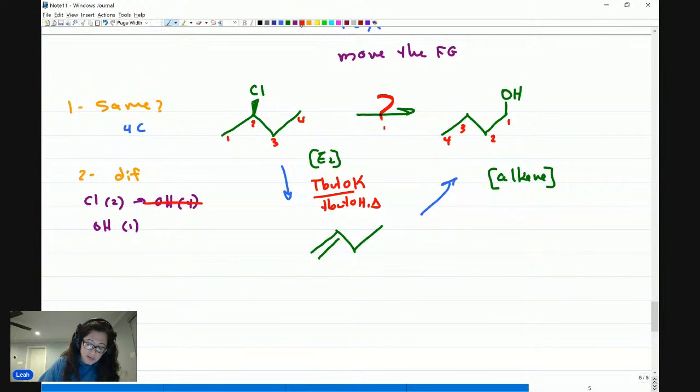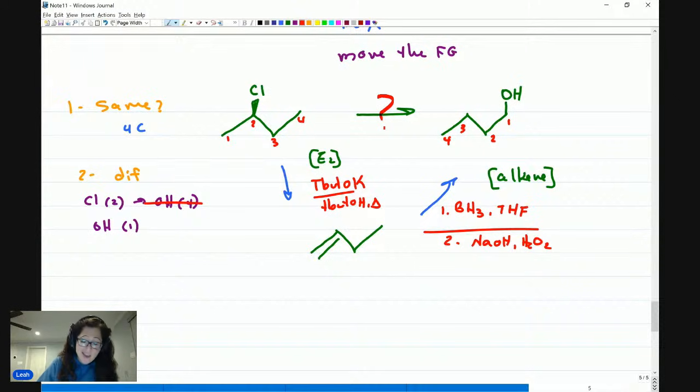This is hydroboration, just like we saw with the alkyne going to an aldehyde. For this one, we're going to use BH3, THF. That's step 1. Step 2, NaOH or OH minus, someone had asked before, and H2O2. And that's it. As long as we recognize the pattern, everything else fell into place.